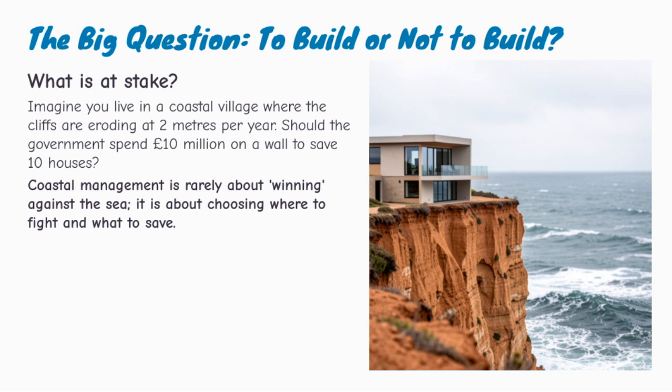A strategy may protect one village but increase erosion further along the coast. A seawall may defend homes but damage the beach. Managed retreat may create habitats but force people to leave land they value. So we need to evaluate each option carefully.